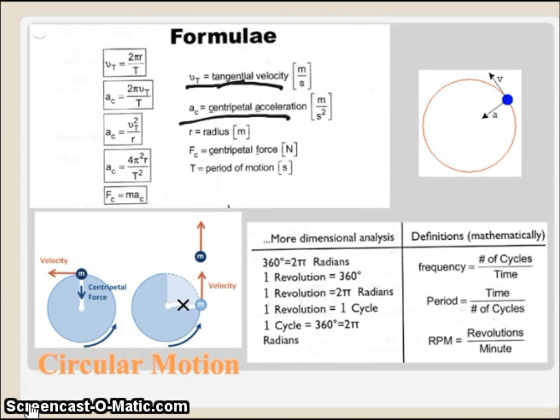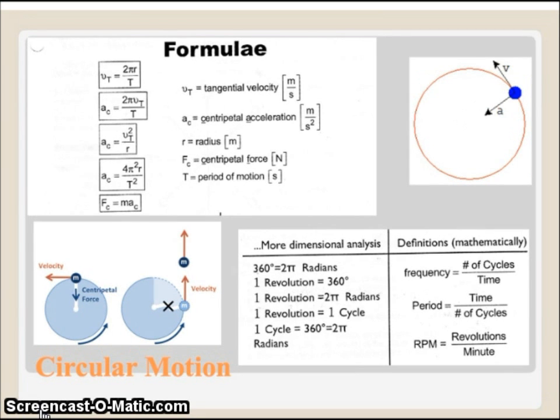Tangential velocity is just perpendicular to the radius of the circle. Wherever that velocity is pointed, whatever velocity it's going, if the connection breaks, like here, the object will fly off in that direction. So mathematically, tangential velocity is 2 pi r over the period.